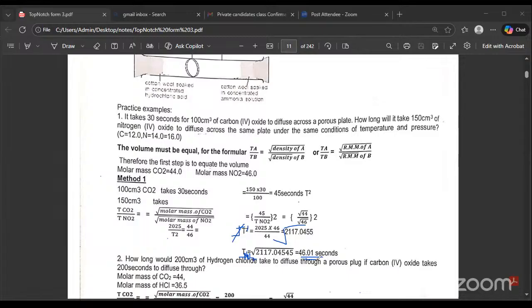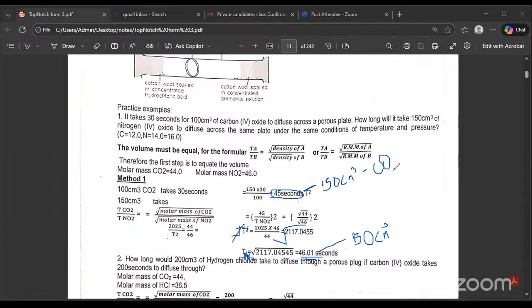Now I want you to see this one is 150. This one is the time taken for 150 centimeters cube of nitrogen peroxide, and this is the time taken for 150, not 100. 150 centimeters, but the difference is very small. 150 centimeters cube of CO2.